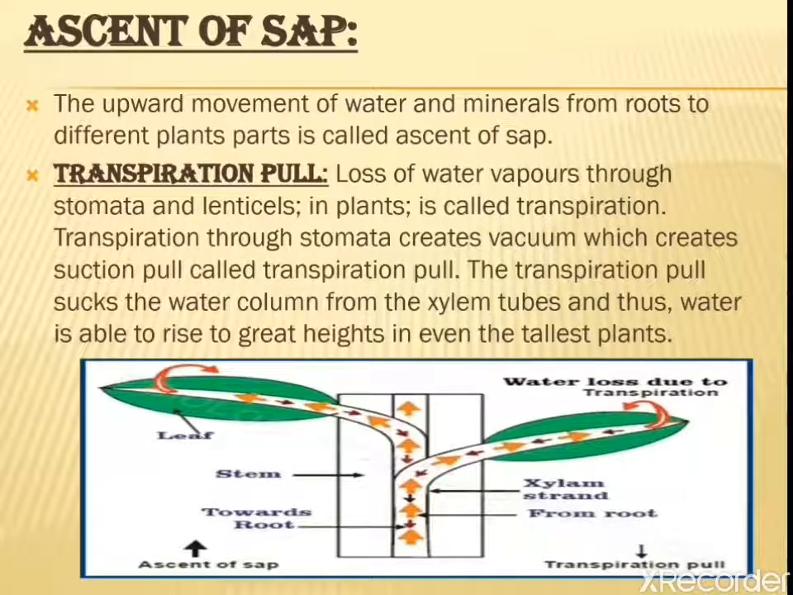It will be clear to you by this diagram. As you can see, the red or orange arrows are showing the transport of water from the roots till the veins of the leaves through the xylem tissue. And the transpiration pull is from leaves to roots.